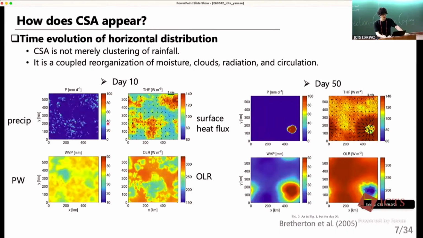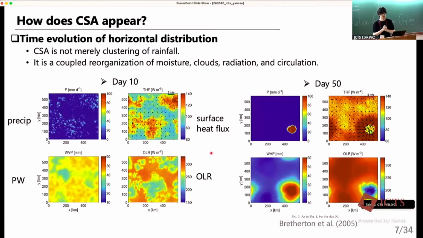In the left panels, the precipitation, moisture, and convection fields show some organization, but the organization is not so clear. But as time goes on, the convective precipitation is localized in a small space in the domain, and it is associated with high moisture and low OLR, and also with low-level convergence. Another important characteristic is that this convective cluster is surrounded by clear sky and a dry environment.